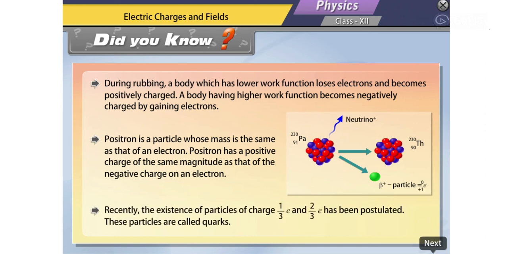Recently, the existence of particles of charge 1 upon 3 e and 2 upon 3 e has been postulated. These particles are called quarks.